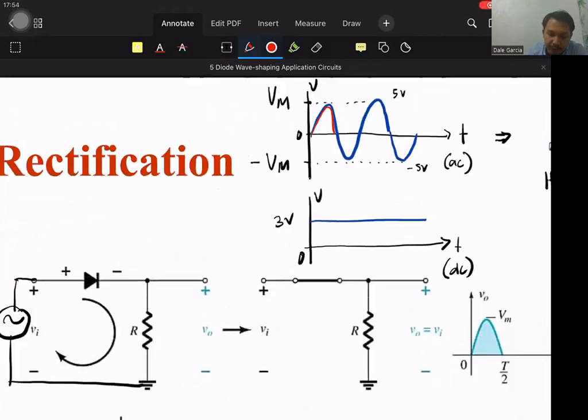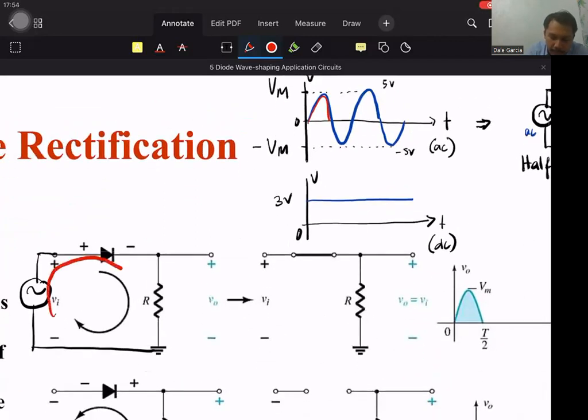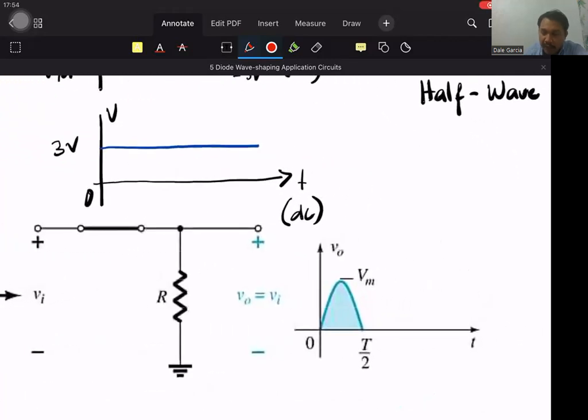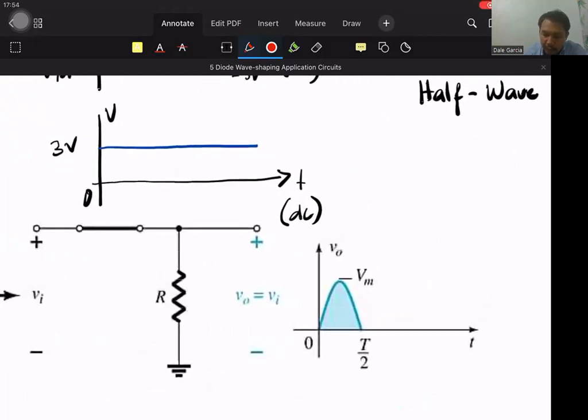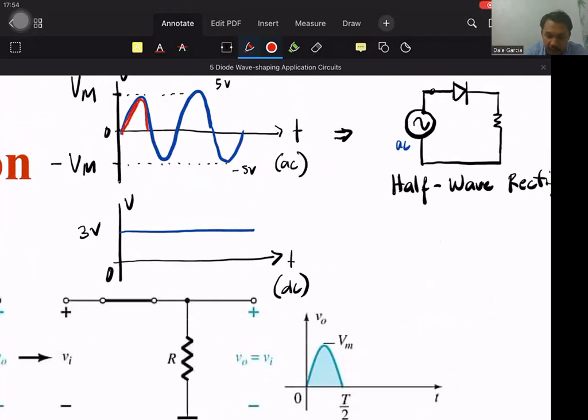So during the positive half cycle, the diode is on. The diode conducts. So the output signal, or what we could find in the output, is exactly the same as the source. There's nothing different. It is the same size as the red in the source. It just passes through.